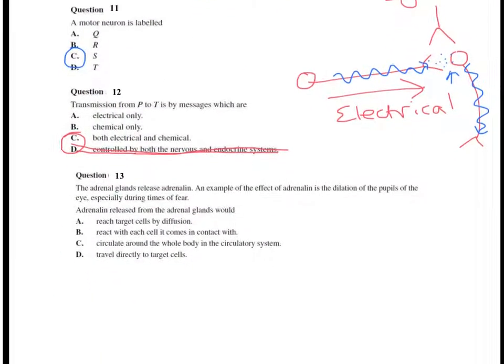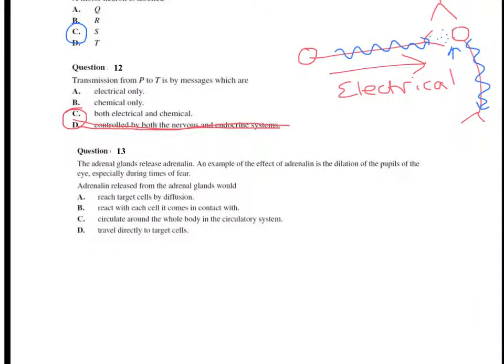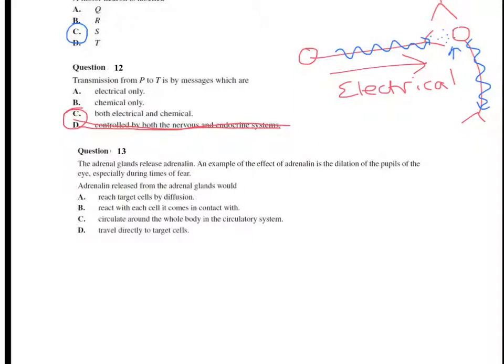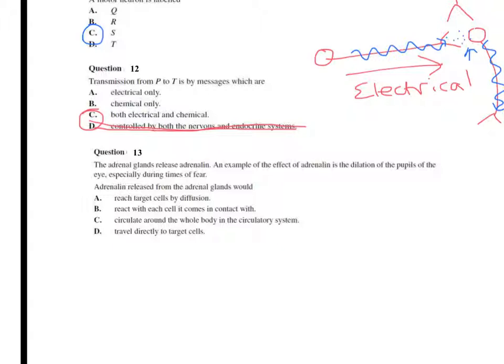Alrighty, moving down. Question 13. The adrenal glands release adrenaline. An example of the effect of adrenaline is the dilation of the pupils of the eye, especially during times of fear. Adrenaline released from the adrenal glands would A, reach target cells by diffusion. Well, no, I think we can safely rule that one out. React with each cell it comes into contact with. Again, we know that that doesn't happen. Circulate around the whole body in the circulatory system. We know that hormones do that, so it could be that.